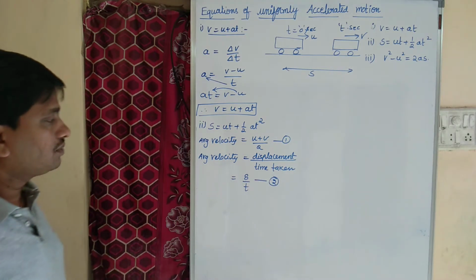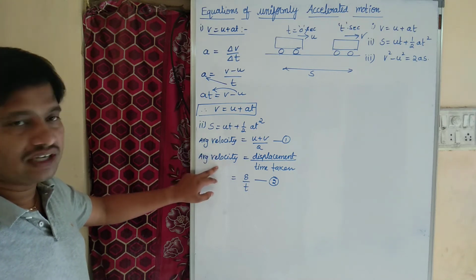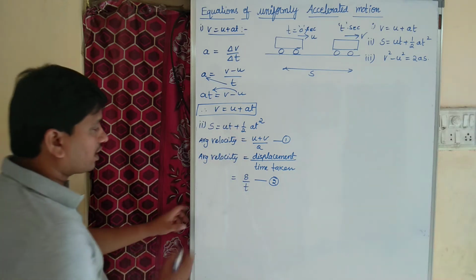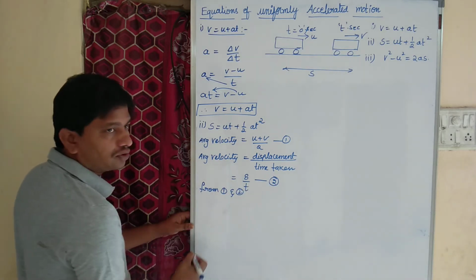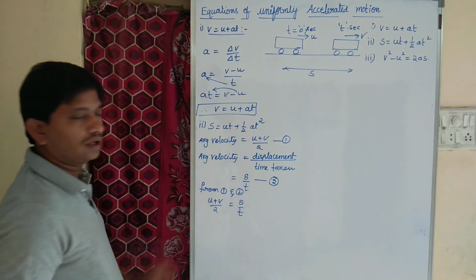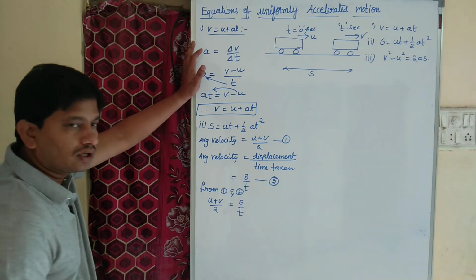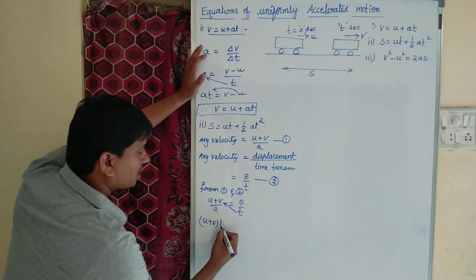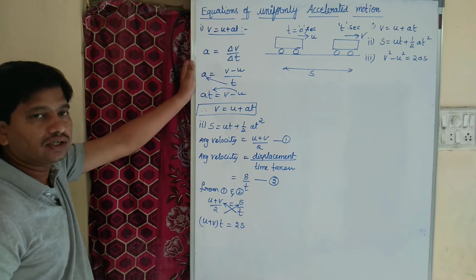If you observe equation number 1 and equation number 2, left hand sides both are average velocity only. If left hand sides are equal, I can equate right hand sides. So from equation number 1 and equation number 2, I can say that u plus v by 2 equal to s by t. Okay. Now let us do cross multiplication. U plus v into t equal to 2 into s, 2s.